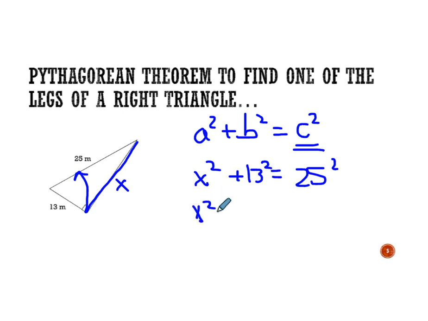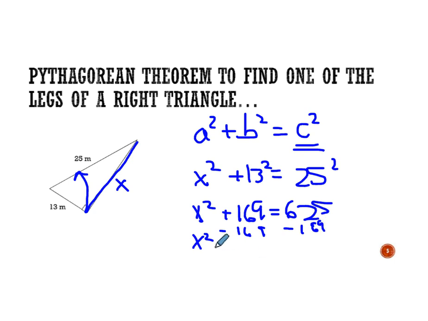Then you can calculate what is 13 squared. 13 squared is 169, and 25 squared is 625. Now you want to find your x squared, so your 169, we need to get rid of that, so we're going to minus 169 on both sides. So I'm going to minus 169 and then minus 169. So I'm going to have x squared is equal to 625 minus 169, which is 456.